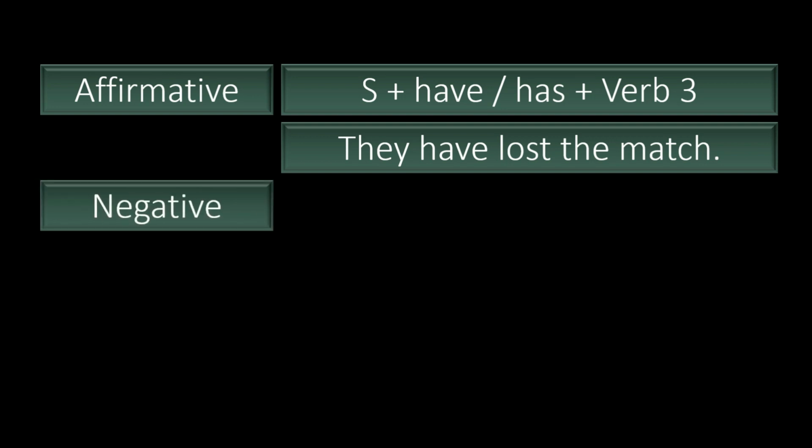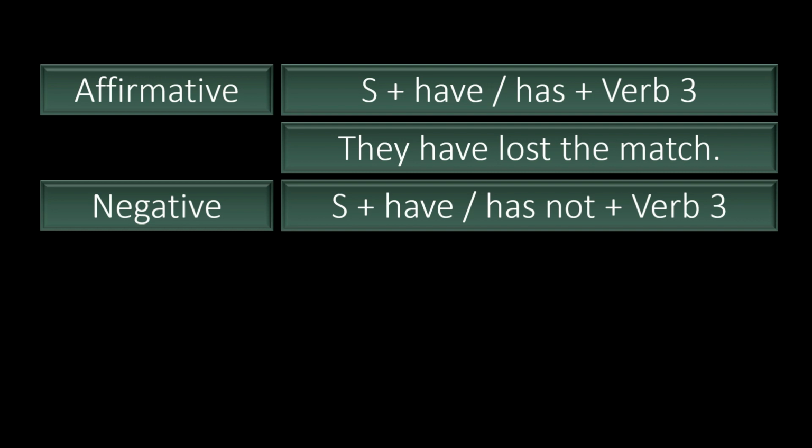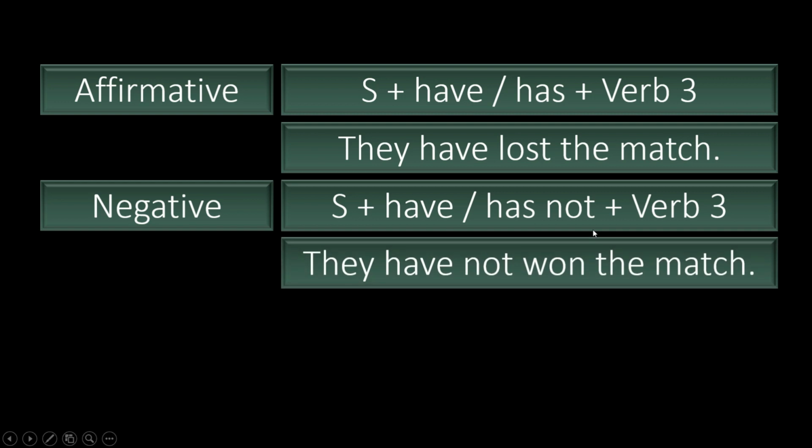Negative, the structure is subject plus have or has plus verb 3, but we have not here. That's the only difference here. Have or has, not plus verb 3. An example: they have not won the match.